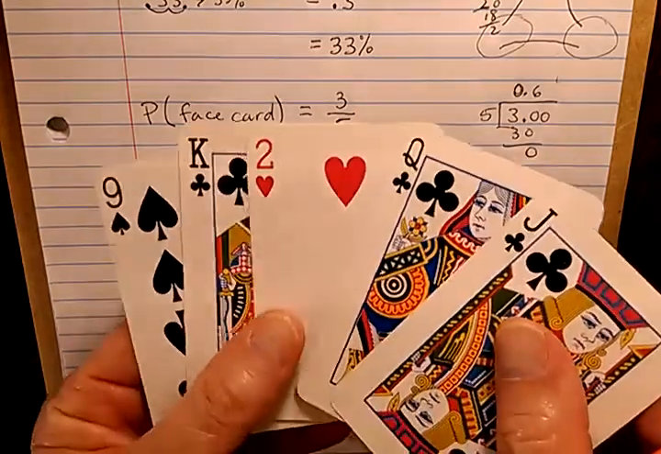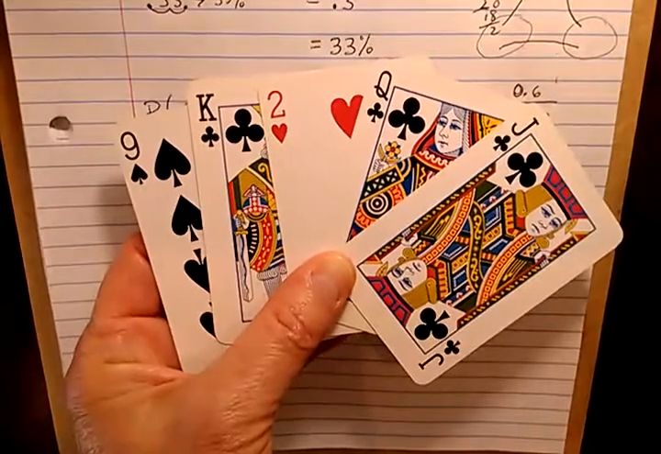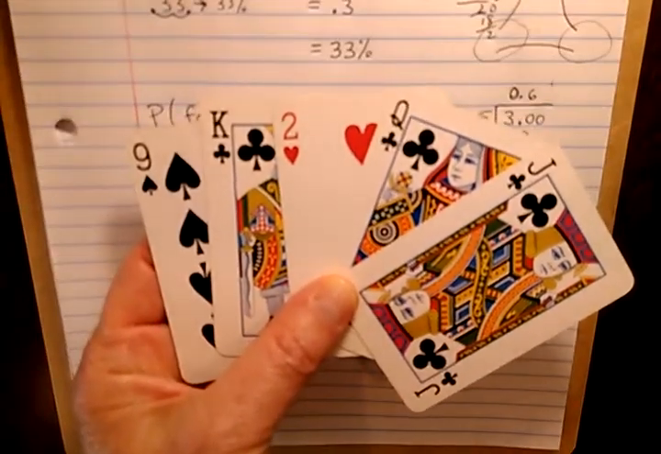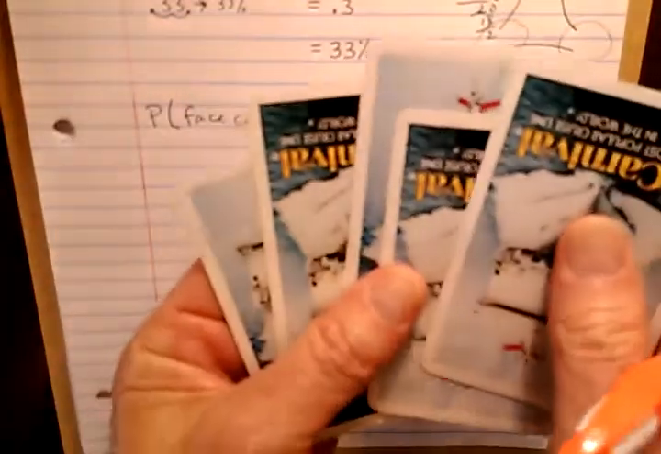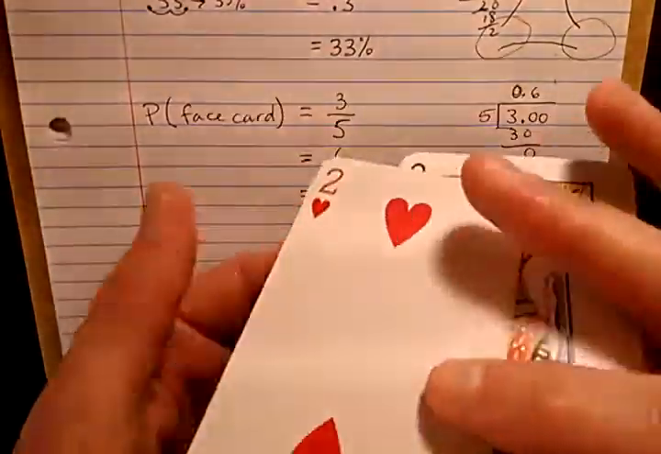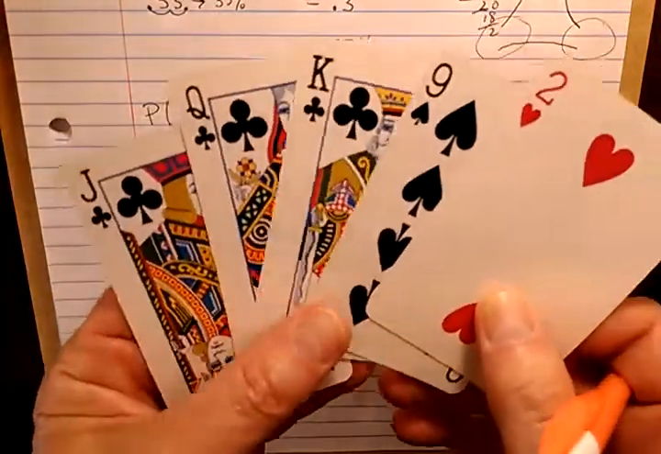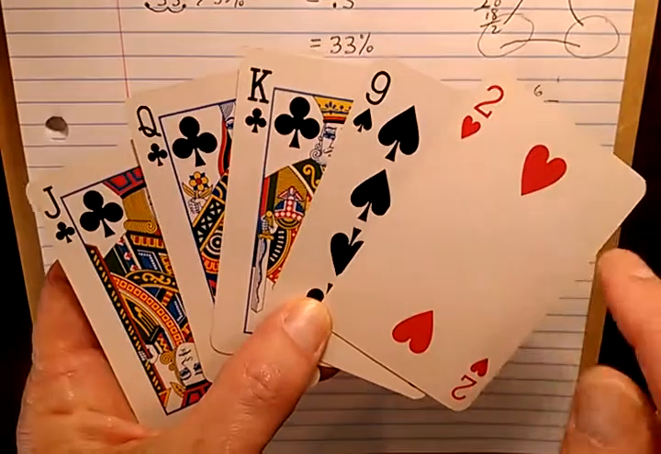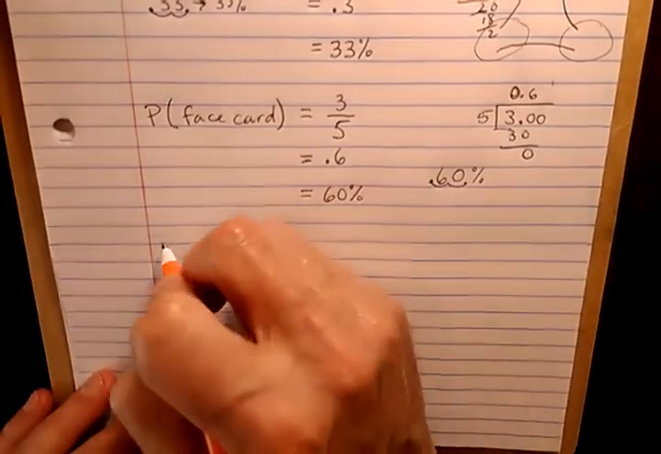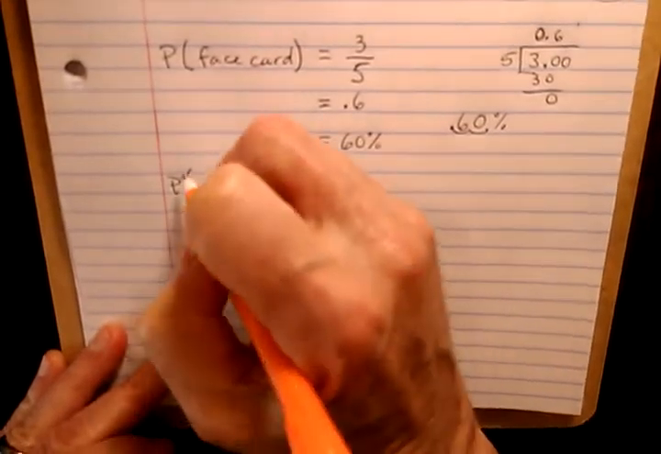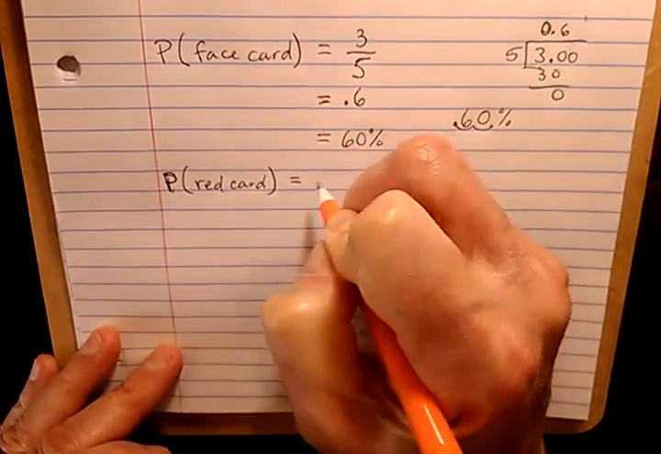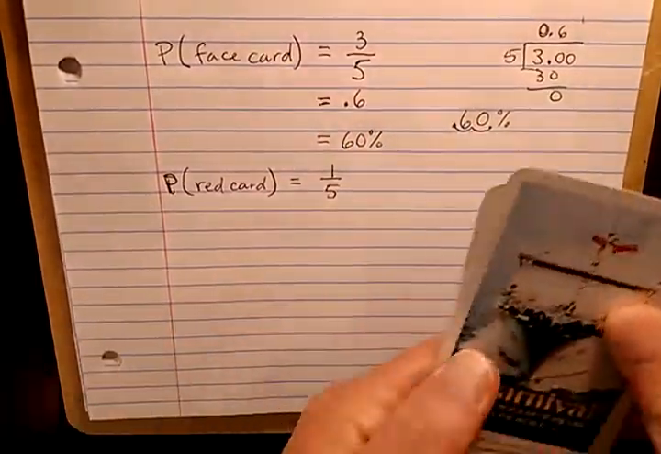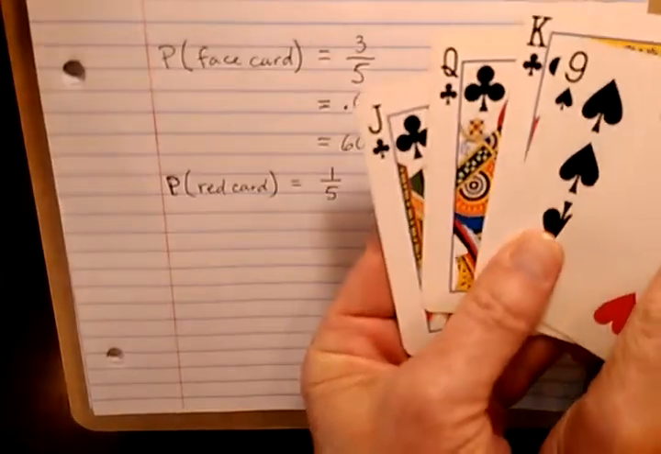All right, one more. What's the probability out of these 5 cards that I would mix them up and have you choose one and you would choose a red card? Well, we got 4 black and 1 red. So the probability of a red card would be 1 out of 5, because there's 1 red card out of 5 total cards.